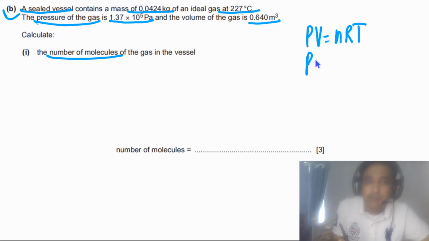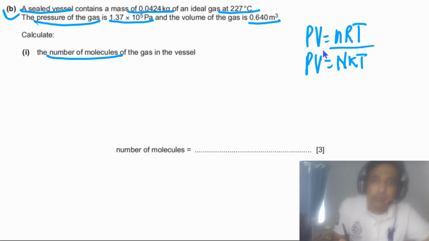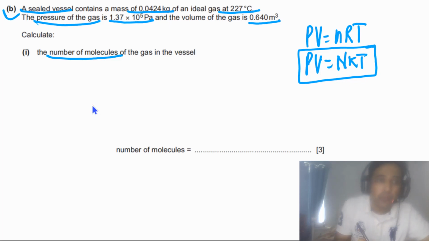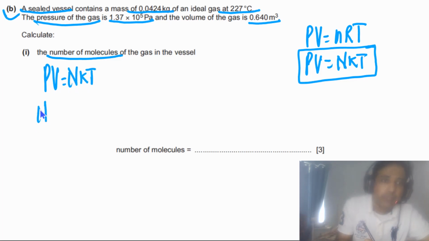We have the second form of the ideal gas equation, that is PV = NkT. In this case we need to calculate the number of molecules, so we will be using this one. You can also use the other form, but it's better to use this one so you can get the number of molecules directly. So N is equal to PV divided by kT. k is a constant, the Boltzmann constant.